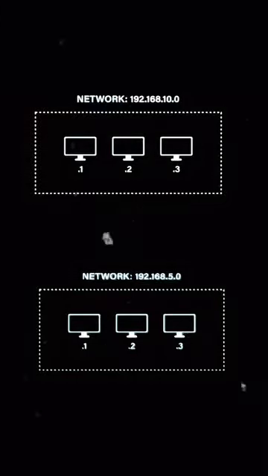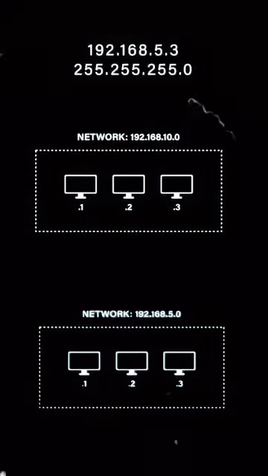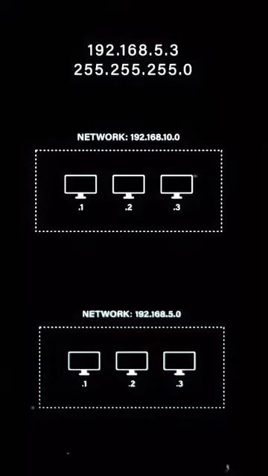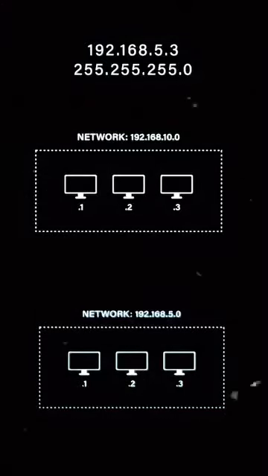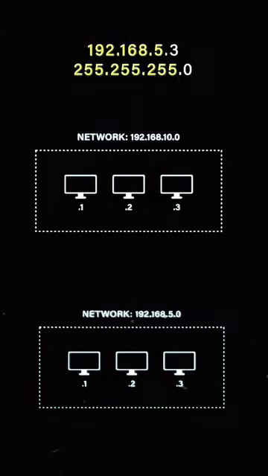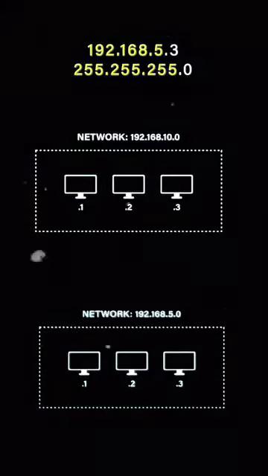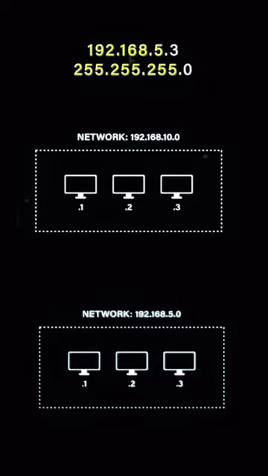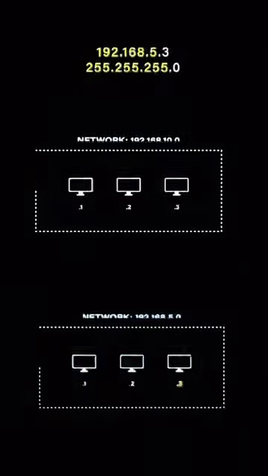So, with all of that in mind, if we had some data to send to 192.168.5.3 with a subnet mask of 255.255.255.0, where would we send it? Well, if we look at the subnet mask, we can see that the network is 192.168.5. So we know that 3 is our host number. So we send it over to the host in the network on the left. Hopefully, that all makes sense so far.